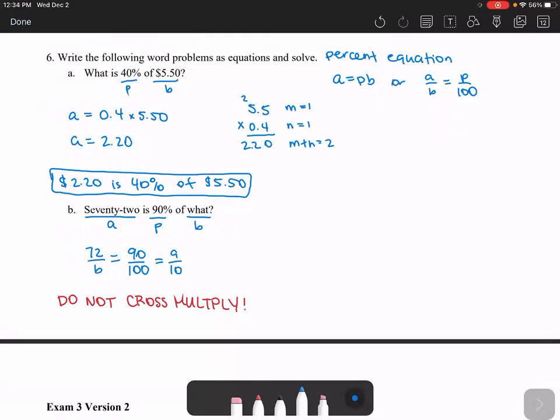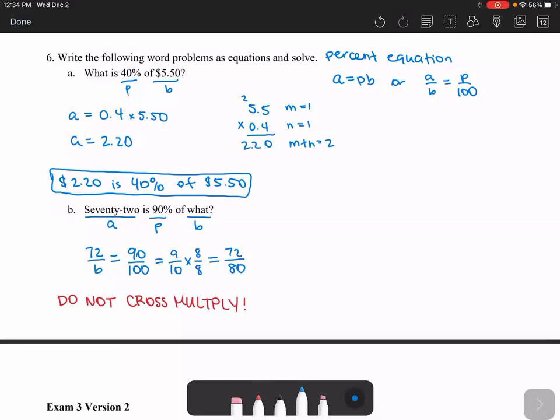So you can see that 72 is a multiple of 9. So if we multiply by 8 over 8, this is essentially multiplying by 1. So the value here doesn't change. This is going to be an equivalent fraction, so we can write this equal sign. So this is 72 over 80.